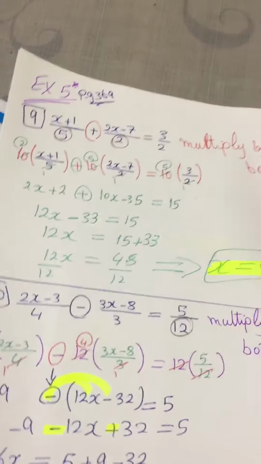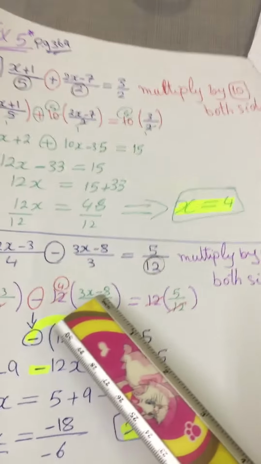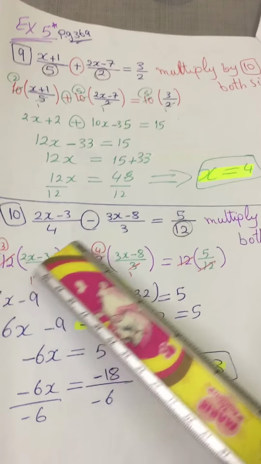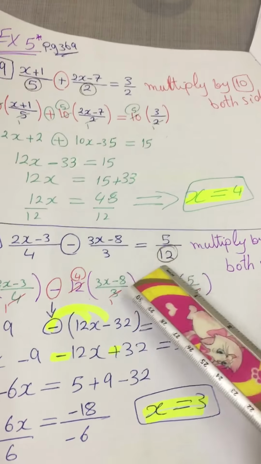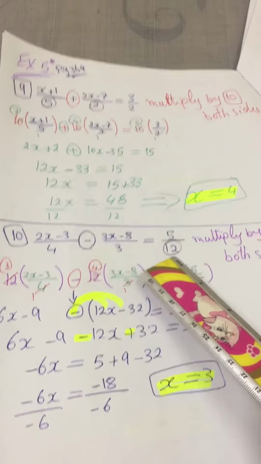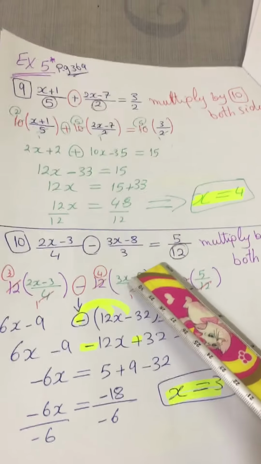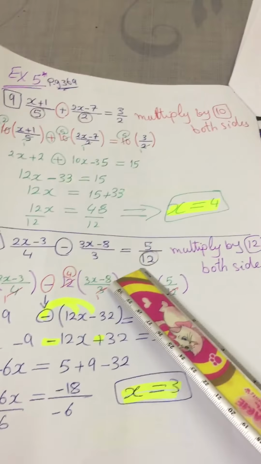Now let's solve number 10. The same exercise 5 star, page 369. I have 2x minus 3 over 4 minus 3x minus 8 over 3 equal 5 over 12. Okay, what is the LCD? I can multiply all these terms, both sides, by it to clear the denominator. 12. So here multiply by 12 both sides.